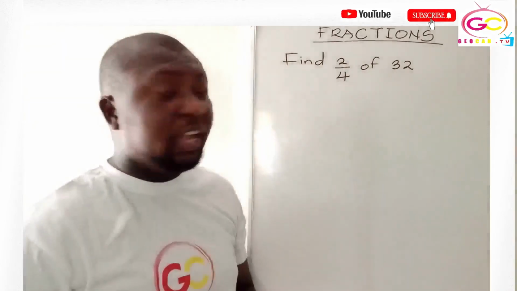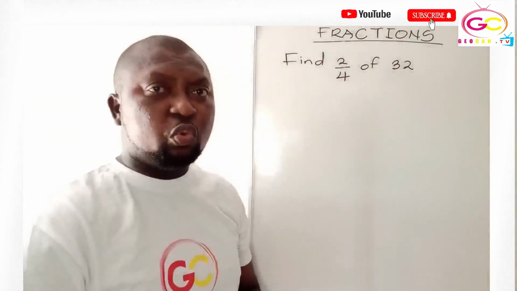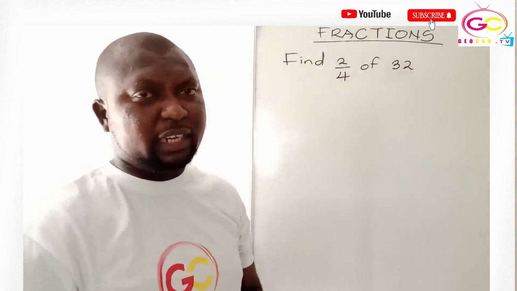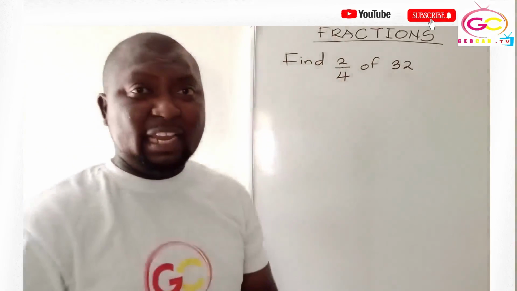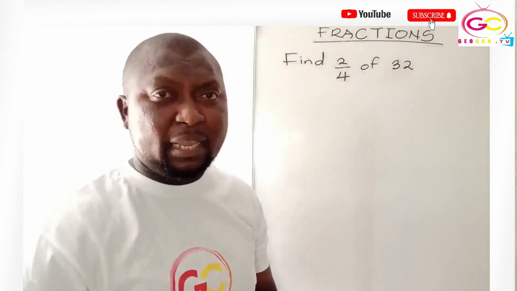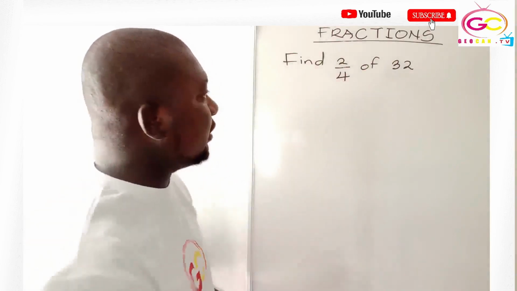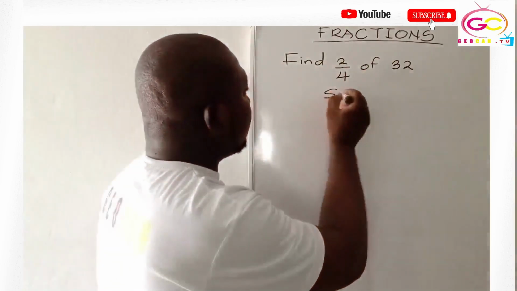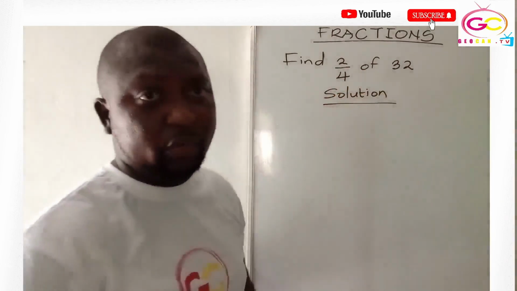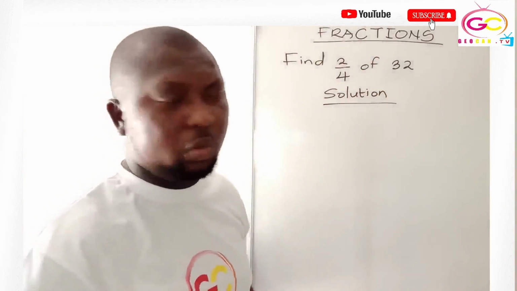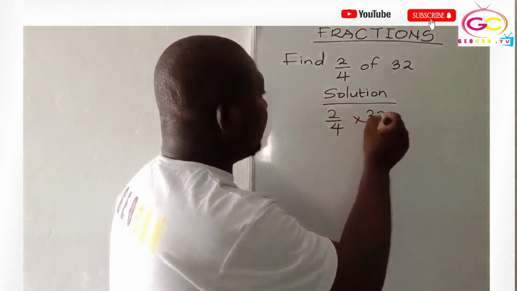Yes, so the instruction is find 2 over 4 of 32. As I did say in a previous lesson, anytime you see "of" in mathematics, it simply means multiplication. That's the multiplication symbol. So let's tackle this. Simple, you have a word, your solution. Solution simply means how you solve it so that your work will be neat and presentable. Good. So we have 2 over 4 times 32.